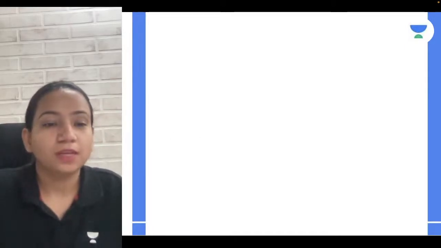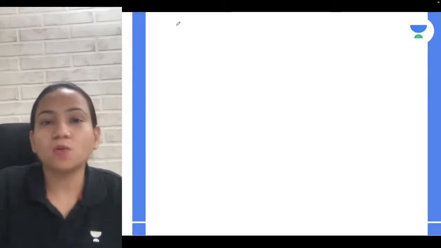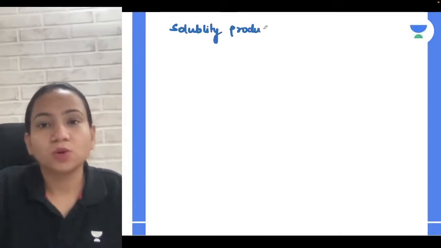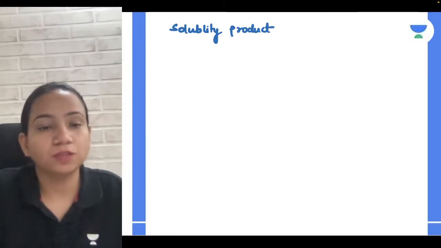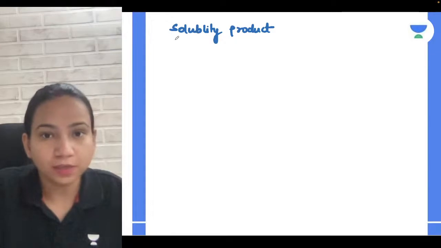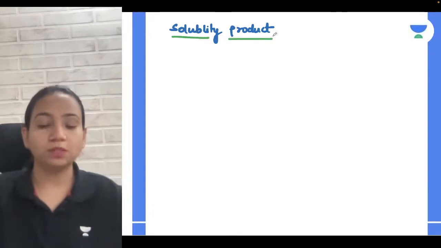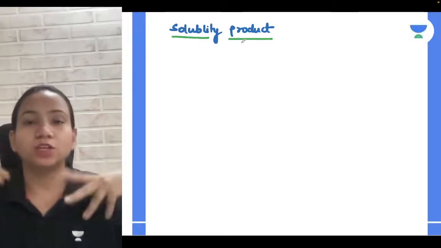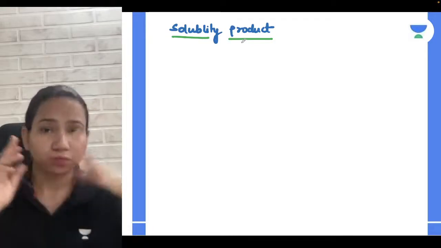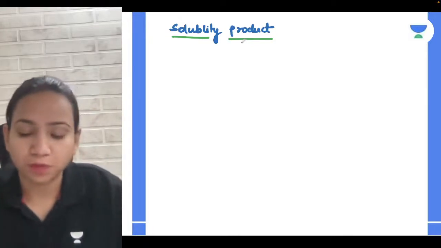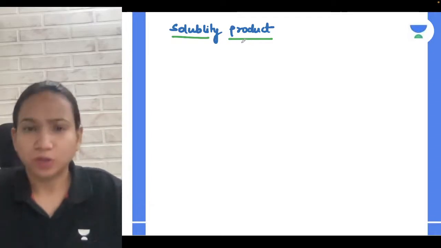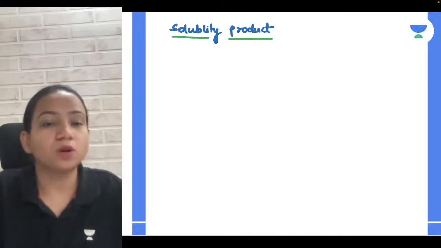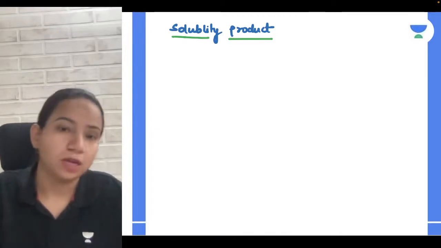Okay, so let's start with the topic now. What is solubility product? I hope you guys have some information regarding solubility, right? Solubility is defined as the maximum amount of a solute that can be dissolved in a particular amount of solvent at a particular temperature, that we have learned, right? We know the basic definition, but how can we define solubility product? Let's quickly talk about its definition first, and then we'll discuss other things.